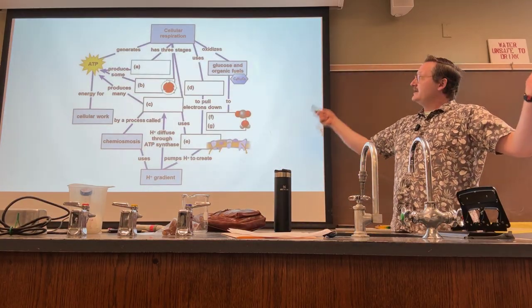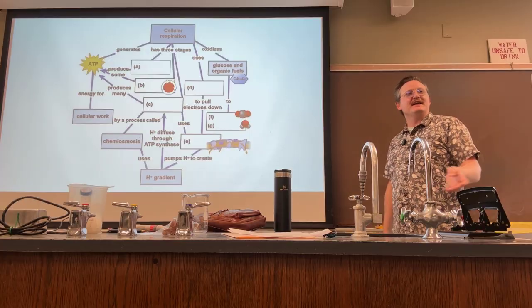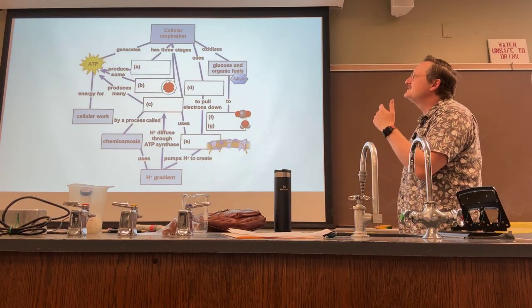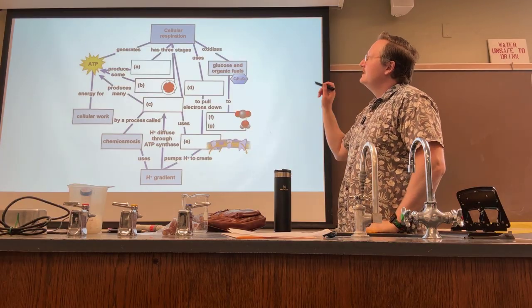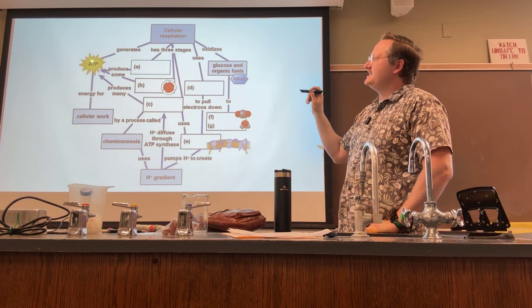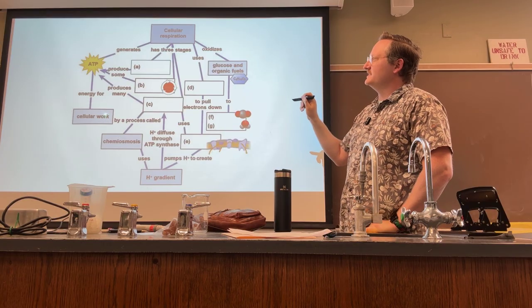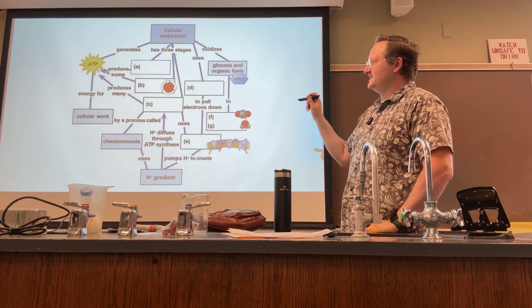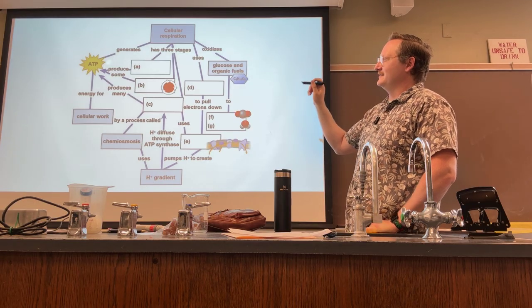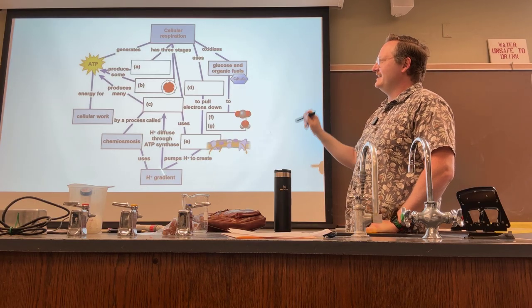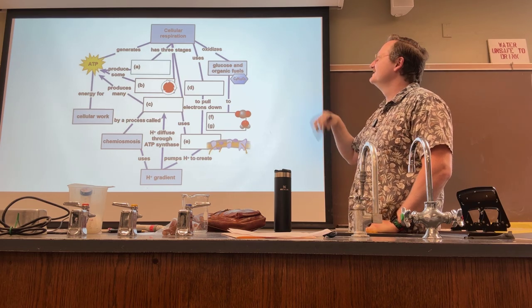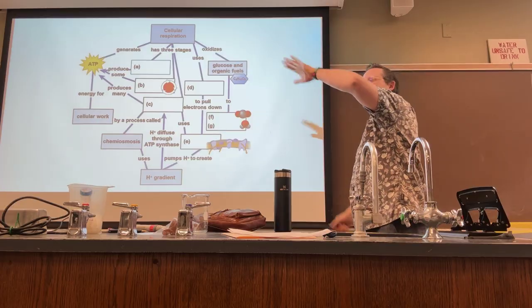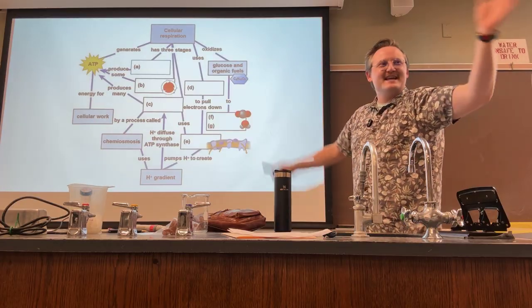Okay, here we go. This is the big summary figure. You ready for it? I like these. I try to include them a lot. Cellular respiration generates ATP, which is energy for cellular work, by a process called chemiosmosis, which uses a proton gradient. Sorry, I'm getting too ahead of myself. Let's just go through it, and I'll have you engage with the slide.